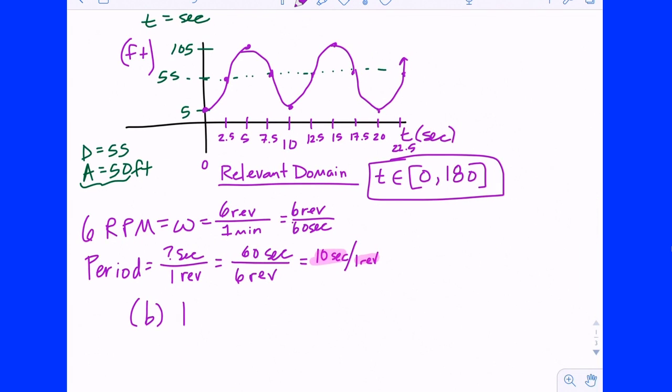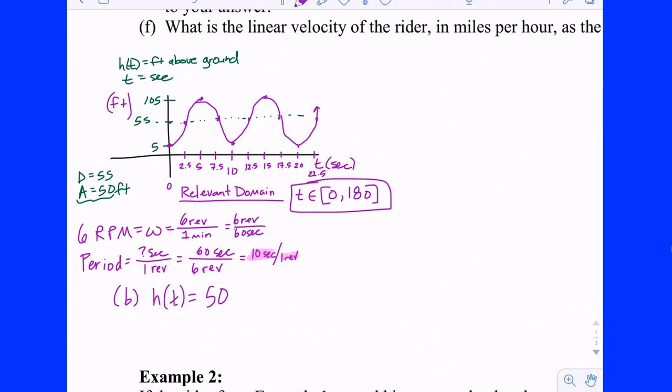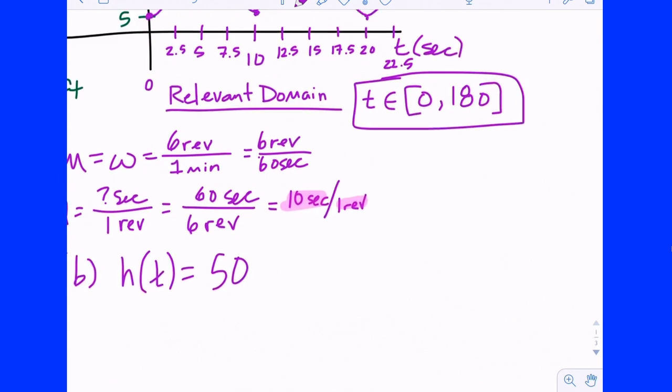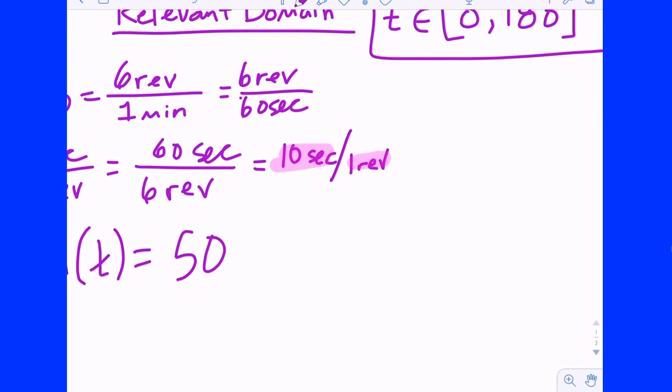So if it gives you the name, use the name. H of t, his height in feet above ground, is going to be what? What's the amplitude? 50. Yeah, now you have the choice of making it positive or negative. You might as well make it positive, right? You have all the critical values for a full cycle at least labeled, so you could choose whatever you want. Speaking of choosing whatever you want, you like sine or cosine better? You like sine? Okay. So 50 sine of.